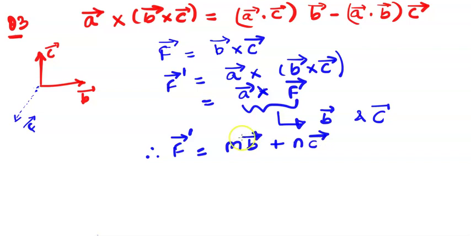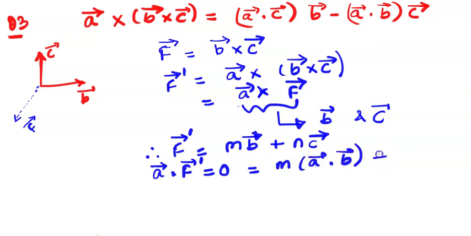right? Does that sound good? Now F vector is also perpendicular to A vector, right? So if I say A dot F vector, this has to be 0, which is equivalent to M A dot B plus N A dot C equals 0, right?